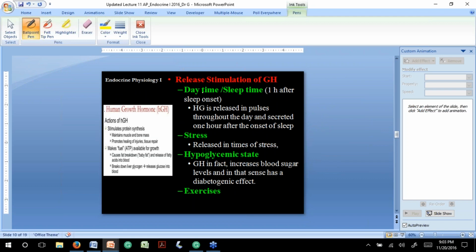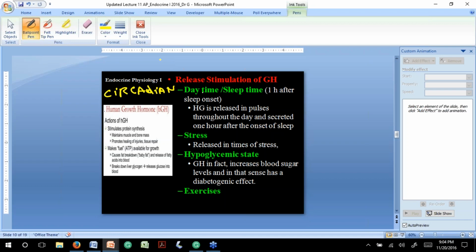So the release and stimulation of the growth hormone: there are hormones that are going to be stimulated in different ways. If you hear about the circadian rhythm, these are the cycles of production of hormones. For example, the FSH and the LH are going to be produced in pulses. Before the beginning of the menstrual cycle, these pulses are about every 2 to 3 hours. But as soon as you get to day 14 for ovulation, the pulses can go higher, up to every 45 minutes.